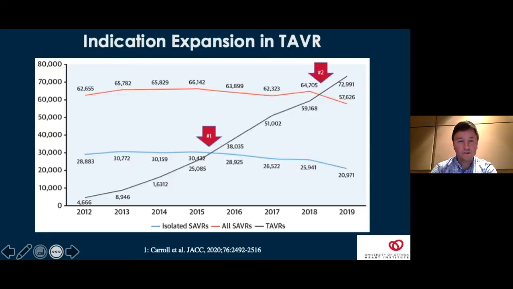So I wanted to start with this slide from the TVT Registry 2020 that was published in JACC earlier last year. We can see, if you look over time, that in 2015, TAVR became the most common procedure compared to isolated SAVR across the United States. And in 2019, TAVR became the most common treatment for aortic stenosis in the US in an all-comer population. So that really shows a significant increase.